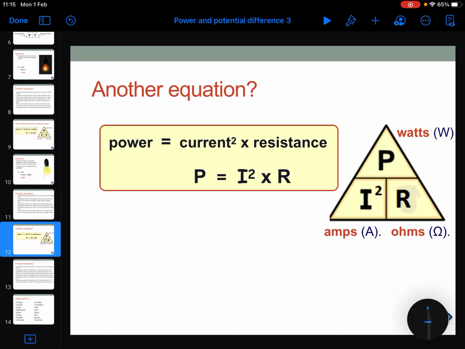So just a quick note about that. If you're working out power or resistance, you don't need to square root, but you do need to make sure that you put current squared in your equation. So again, pause the video and let's have a go.